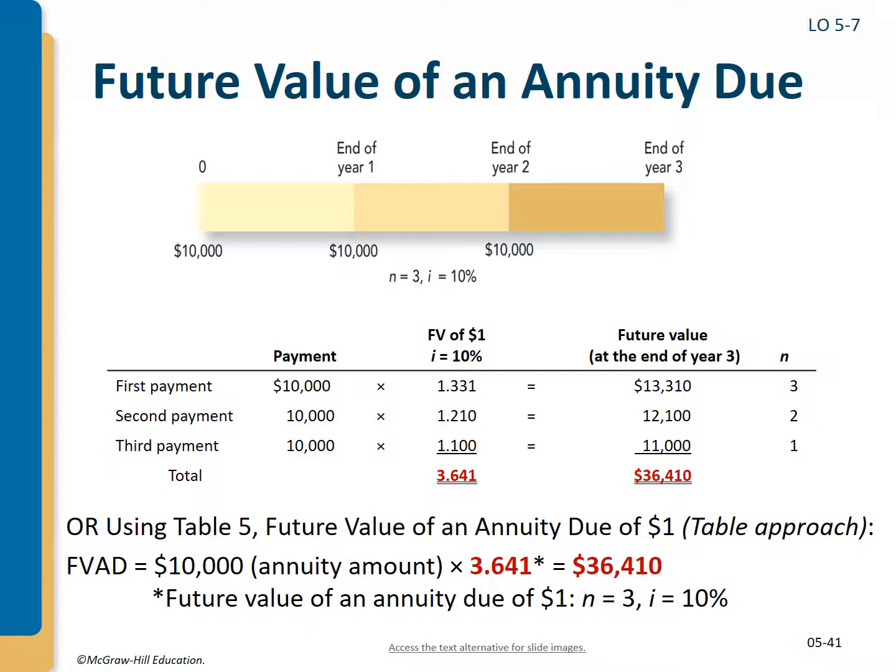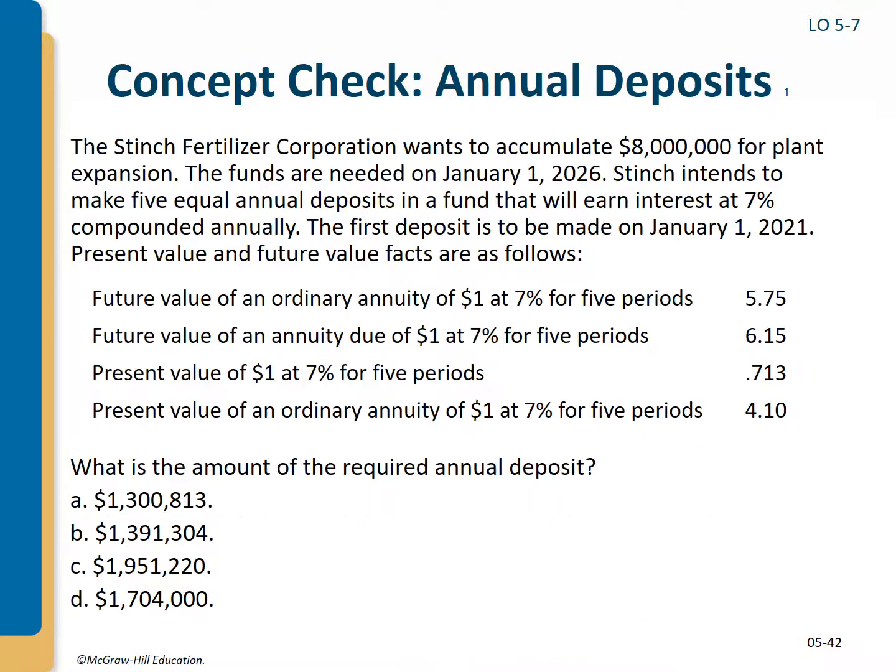36,410. Now if you're looking there going, whoa, whoa, whoa, just from switching the payment from the end of the year to the beginning of the year, she could earn almost $3,000 more in interest? Yes. Because the money is sitting in the account longer if the payments are made at the beginning of each year. And that last payment is actually earning interest. Remember, in an ordinary annuity, if you look back at the slides, the last payment was made at the end of year 3. It doesn't get any interest on it. And that's why.